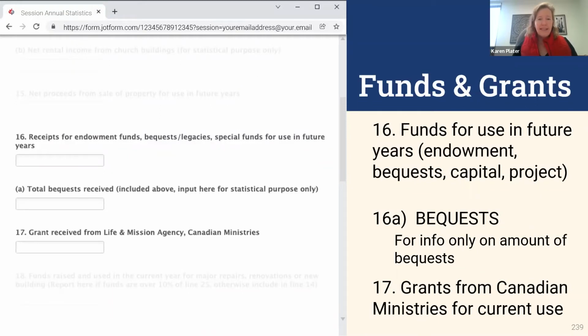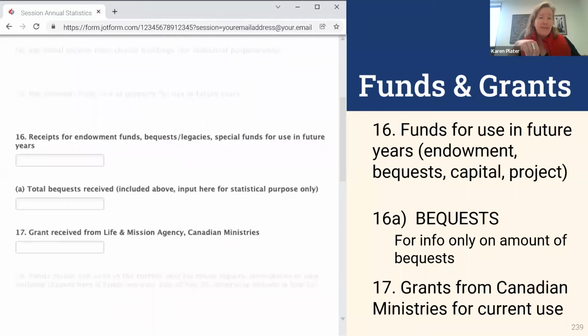Line 16A is, again, just like the rent, one that we want to have pulled out. It's already included in line 16, but we want to know how much of that money was specifically bequests, which can be used in future or in current years. We're just trying to monitor the number of bequests that Presbyterian congregations are getting each year.